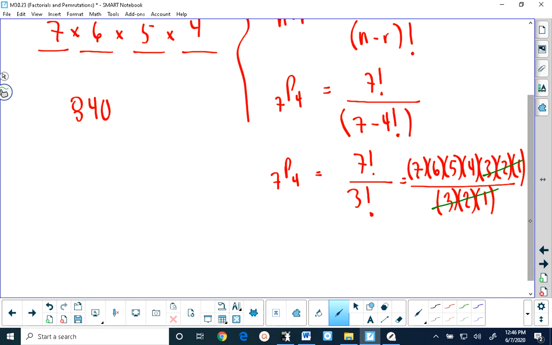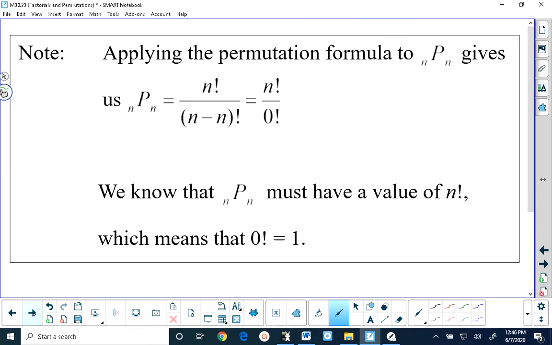So that's why the formula works. By the way, what I'm about to tell you is not really that important for how you solve the problems, but we have to say that 0 factorial is 1. By definition, 0 factorial is 1, and you could check it out on your calculator.